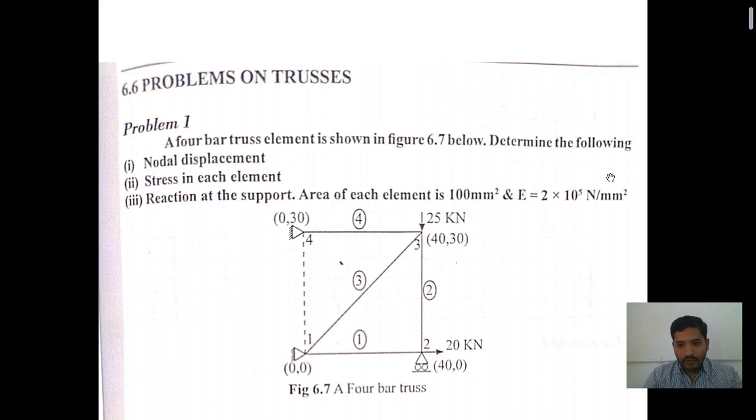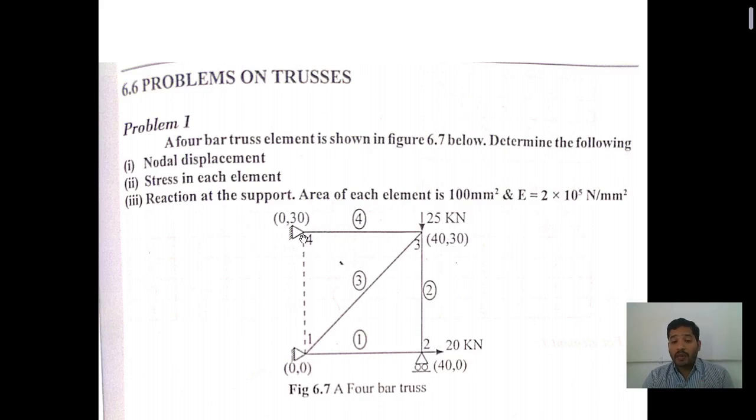So let us see how many nodes we have in total. We have a total of 4 nodes. This is the first node, which is rigidly fixed. This is the second node. This is the third node, and this one is the fourth node.